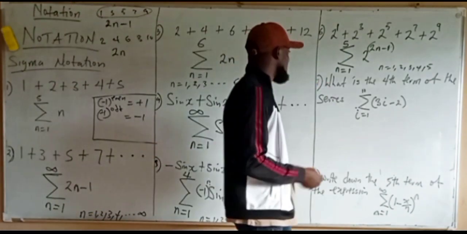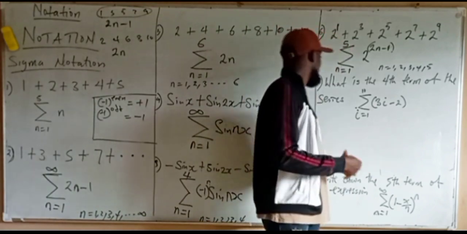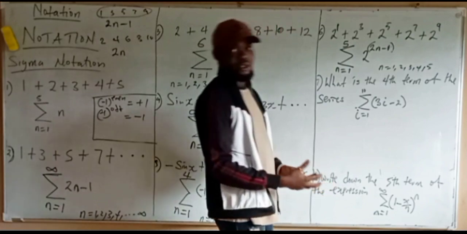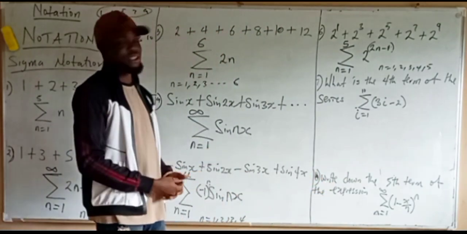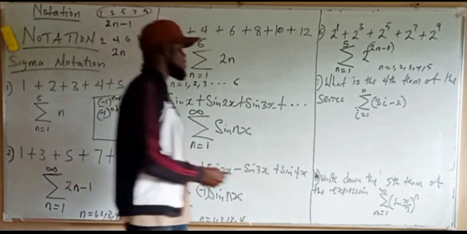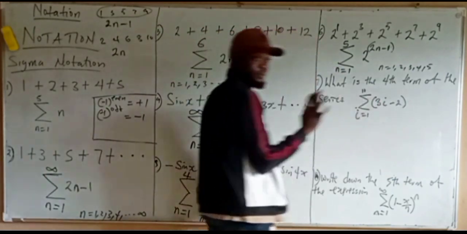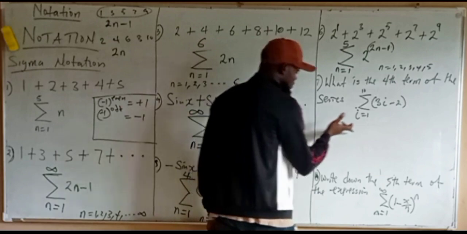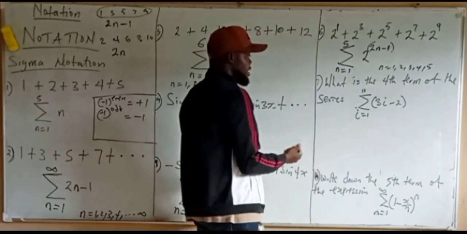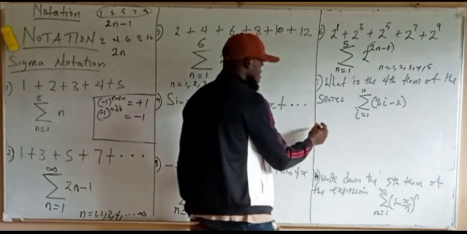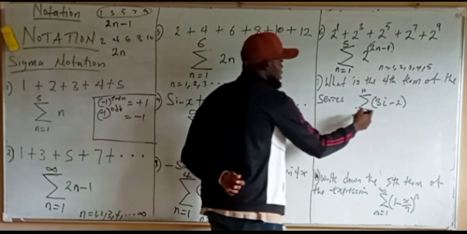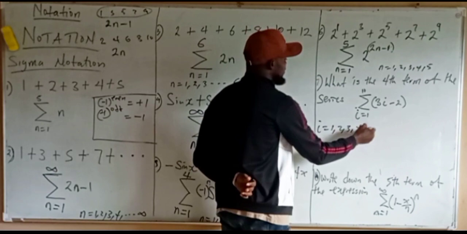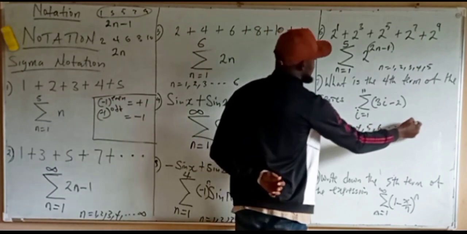So this next question says, what is the fourth term of this series? The notation is already written. Now you just need to state the fourth term of the series. Look how to do it in a very short way. Now, if you want to do this, you may decide to write out the notation. But if you want to do it in a very short way, you just know. Okay, let's not write it out. In this question now, our i is 1, 2, 3, 4, 5, 6, until you get to 10.